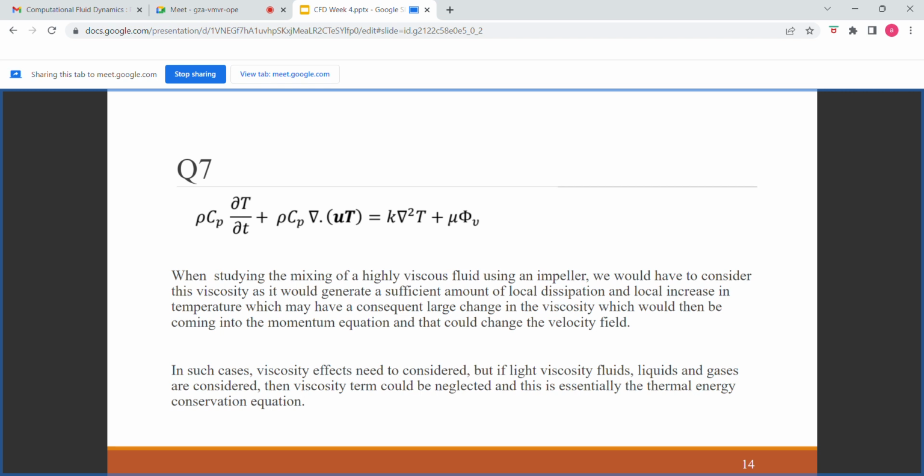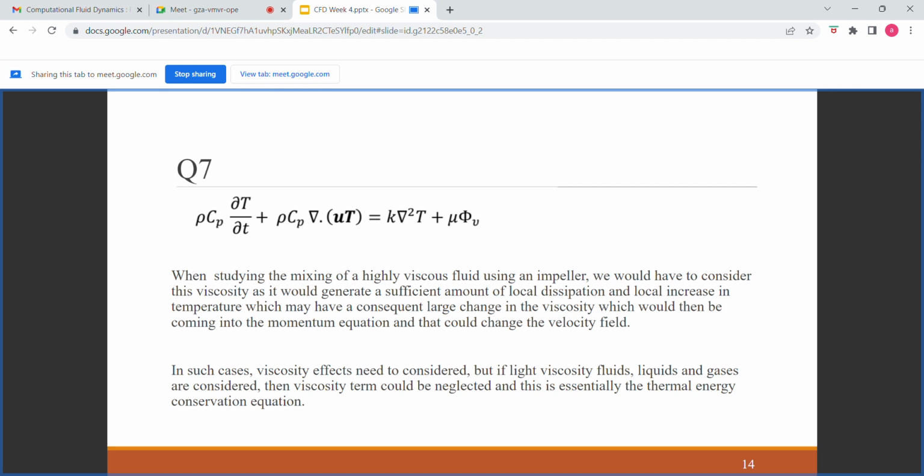When we are mixing a highly viscous liquid, the energy dissipation would be very high, and the local temperature increase because of that would also be very high. In those cases, those terms cannot be neglected, but should be included. But in cases where lightly viscous fluids are used, we can neglect those terms. So basically, in inviscid flow, we can neglect the viscous dissipation. In other cases, we cannot neglect the effects of viscous dissipation.